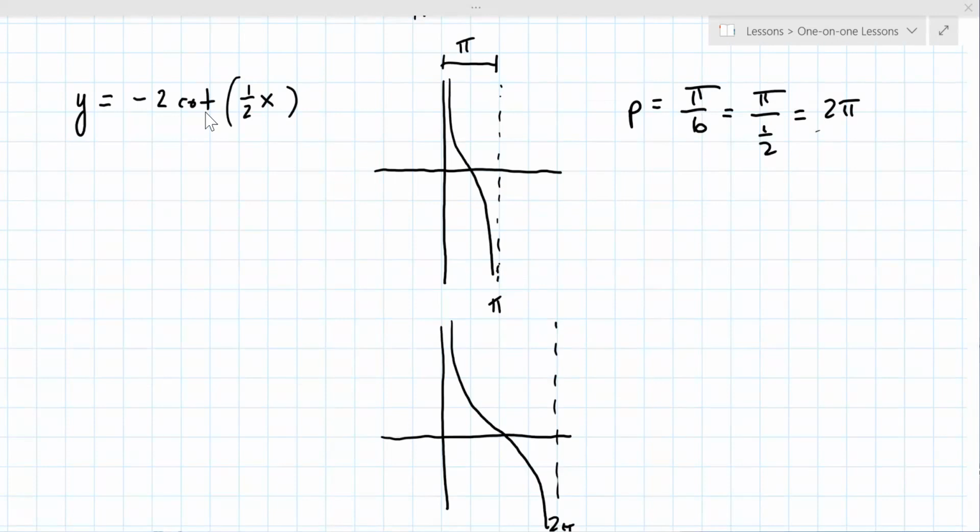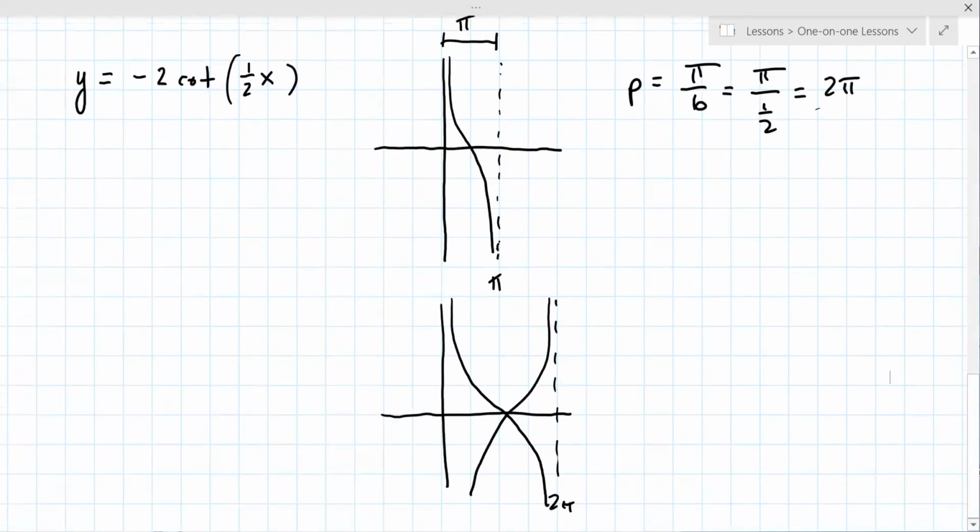The 2 just kind of pulls it up. It's hard to actually describe. What does the negative do, though? It flips it. Yes. So it would look something like this. So all the rules that you know before, like negative out in front, what does it do? What does the period do? It all affects these graphs here as well.